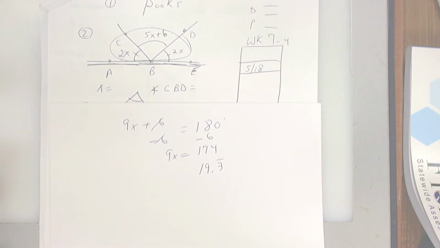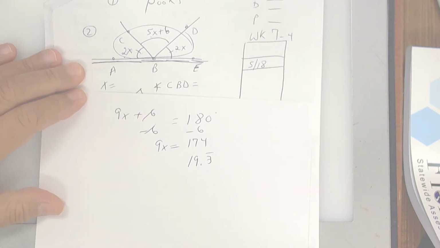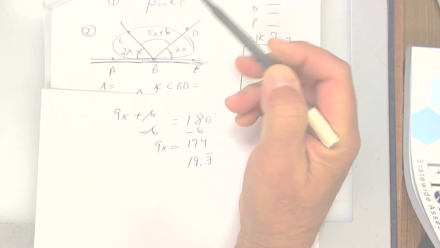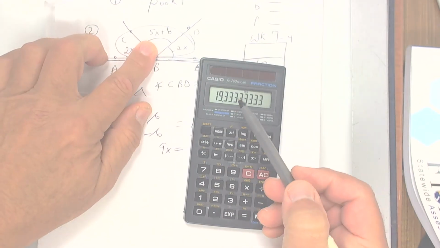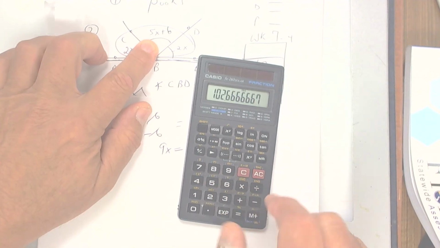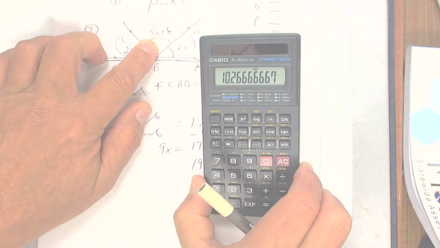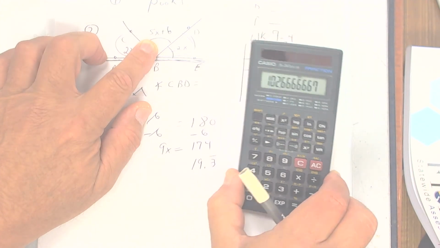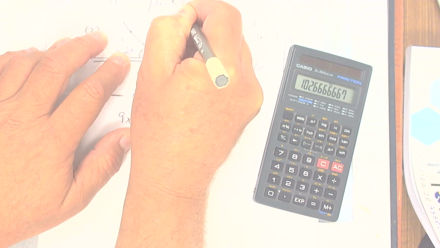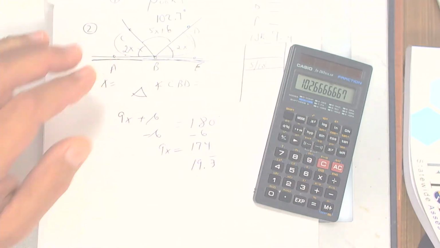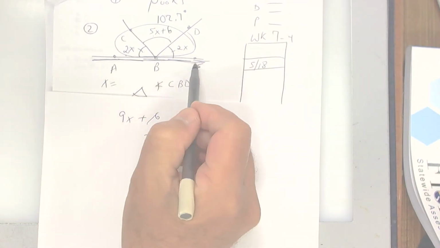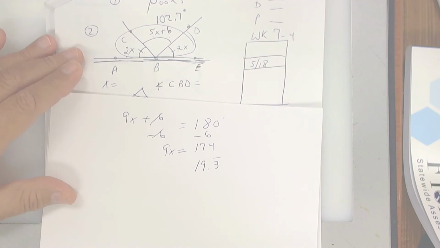But now they want you to find angle CBD. So CBD is this angle right here. Since I already have all of this in my calculator, just leave it and then times 5 and then plus 6 and press equals. I get 102.7. So this angle is 102.7 degrees. Make sure you understand that. Okay, this is called a linear pair when you add up two angles, or supplementary.